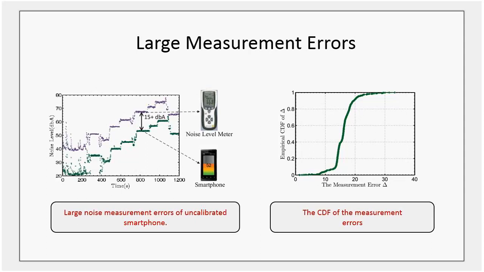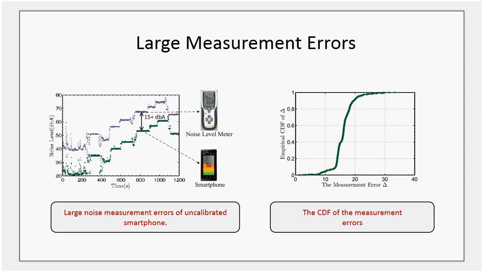On the right, this curve is the empirical CDF of the errors. As you can see, around 40% of the errors are larger than 15 dBA. So that is a real big problem.